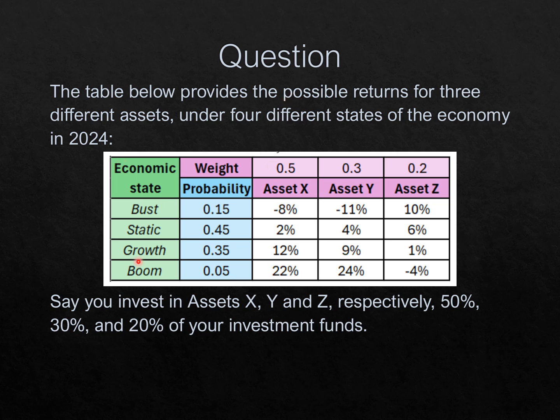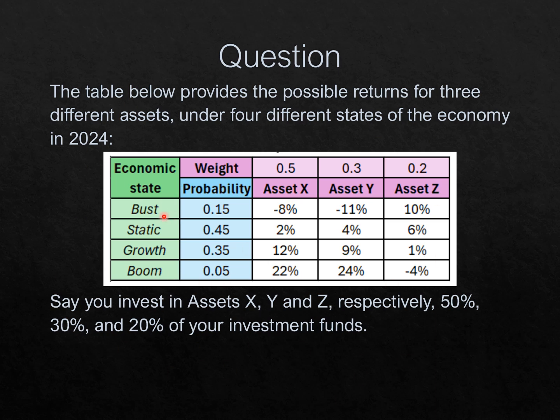And the question also says if you invest in assets X, Y, and Z respectively, 50%, 30%, and 20% of your investment funds. And this information is reflected here. This is 50%, 30% for asset Y and 20% for asset Z. Sorry, asset X is 50% here. So this is how you should interpret the table.